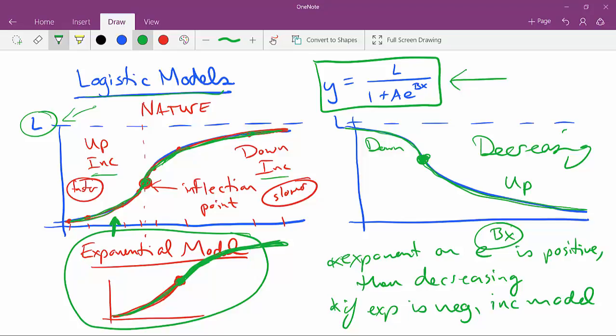We'll deal more with these logistic models in time. And if you have any questions, please let me know.